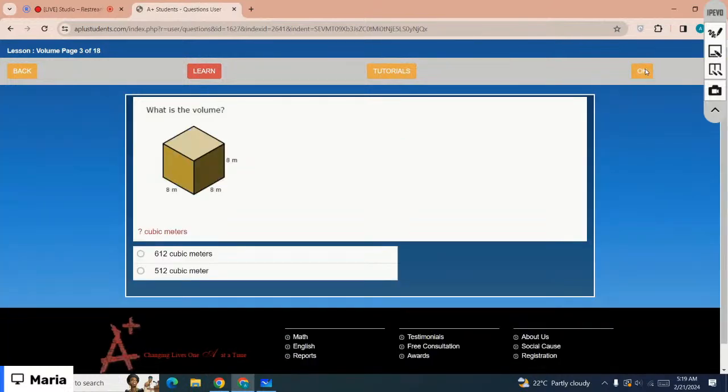Okay, the next one is, again, a cube. So what is the volume? Which is the correct option? Yes, again, you have to do 8 times 8 times 8. So that is 512 cubic meter. The correct option is 512. Very good.